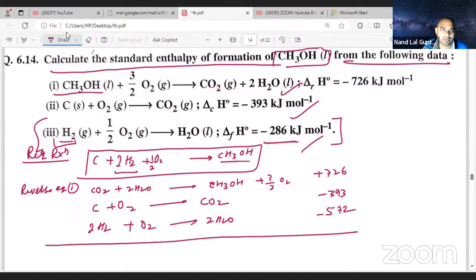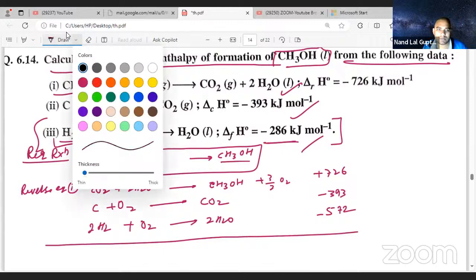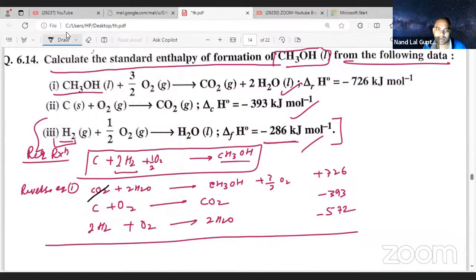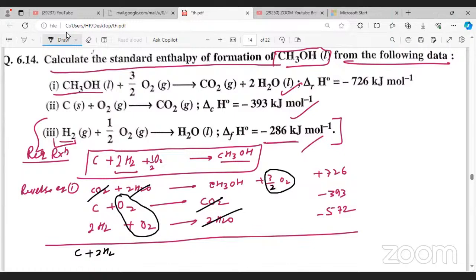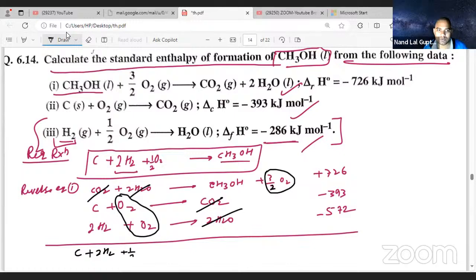Now you solve this one. When you are solving this, most of the species will automatically cancel out. CO2 and this CO2 cancel out. H2O, this cancels out. So what is left here? Carbon plus 2H2. Oxygen, here you see how many are there? 2 mole, and 3/2 means 1.5. So 2 minus 1.5 means it is 1/2 O2. So it will give CH3OH.